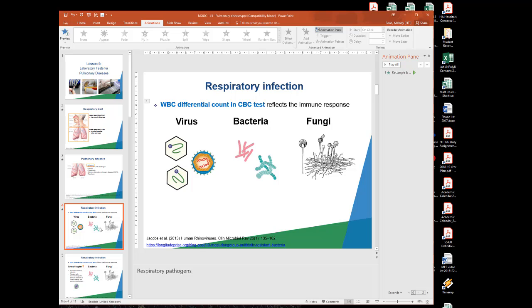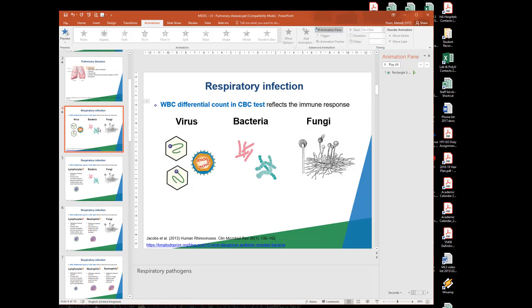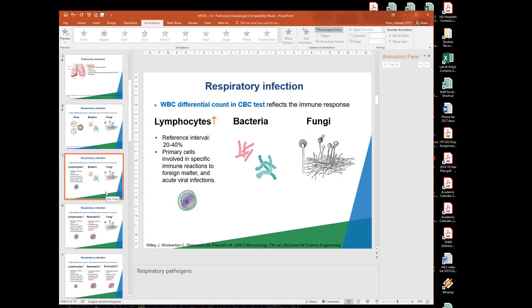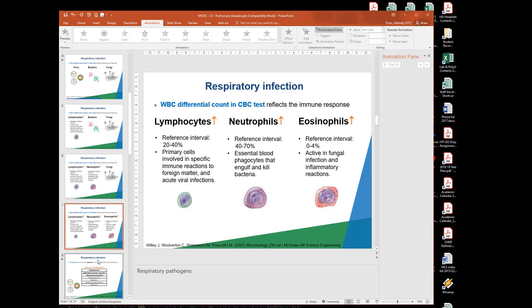Respiratory infection can be caused by viruses, bacteria, and fungi. The WBC differential count in the CBC test can first reflect our immune response towards respiratory infection. Lymphocytes are involved in specific immune reactions to foreign matters, including acute viral infections. In bacterial infection, neutrophils act as phagocytes to engulf and kill bacteria. Eosinophils are active in fungal infection and inflammatory reactions.